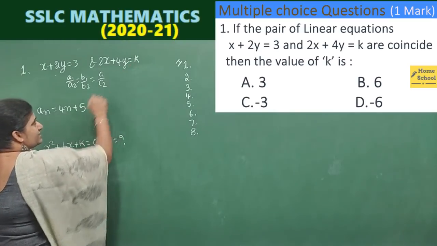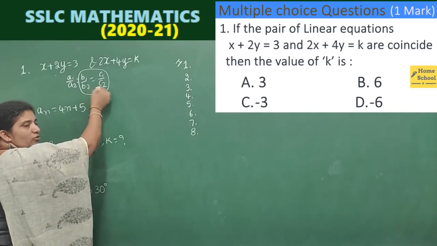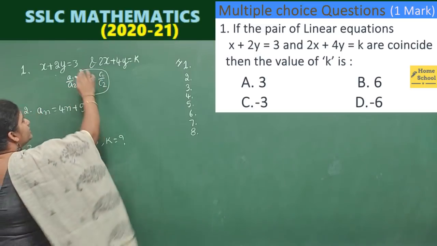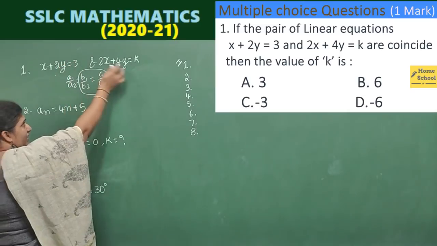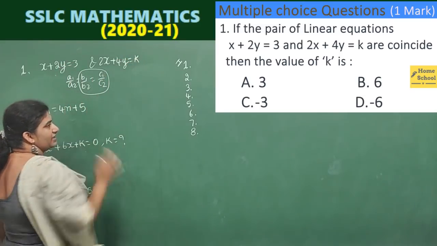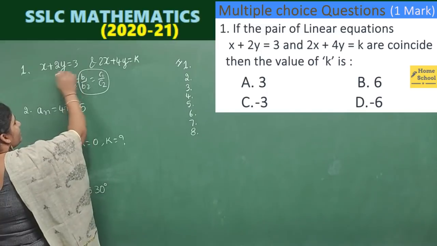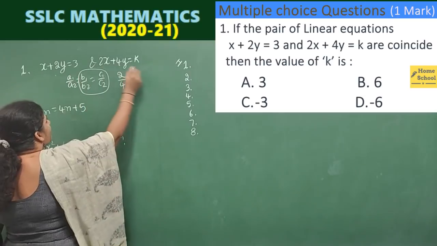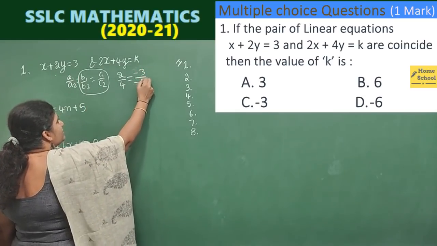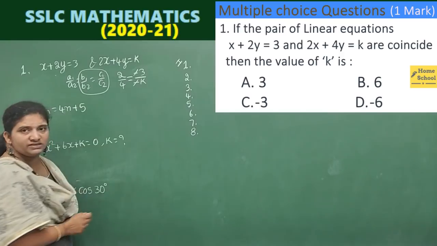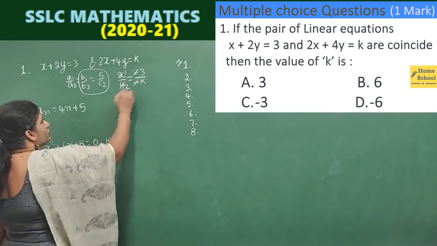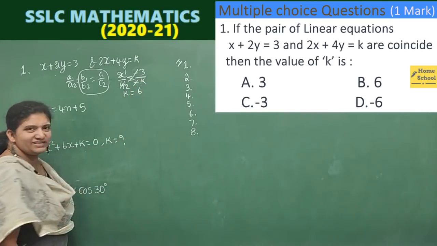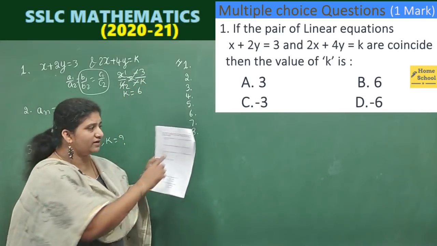Where is k? k is in the C2 position. You can compare only these two ratios, or you can take A1 by A2 equal to C1 by C2. Say this 3 comes this side, minus 3, and this k comes this side, minus k. Substitute the values. B1 value is 2, B2 value is 4, is equal to C1 value minus 3, C2 value minus k. Minus minus cancel. 2 ones are 2, 2 twos are 4. Cross multiply. k is equal to 2 into 3, that will be 6. Which option is your answer? Look here.